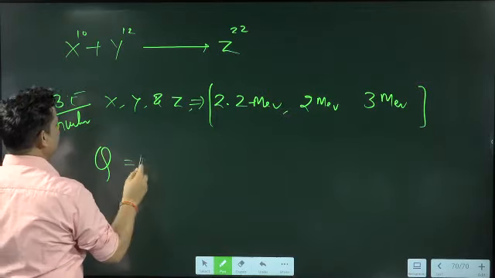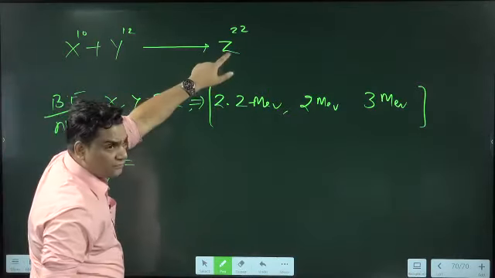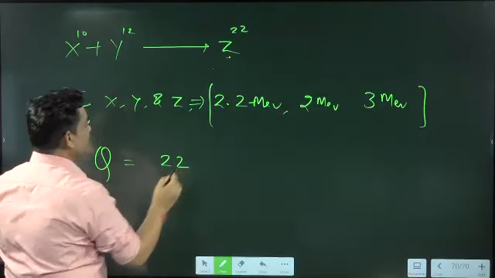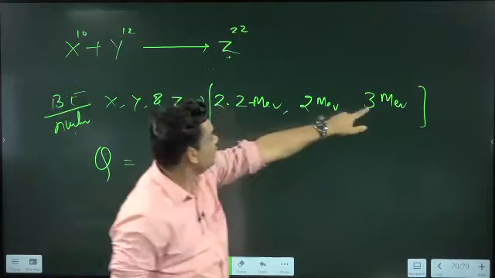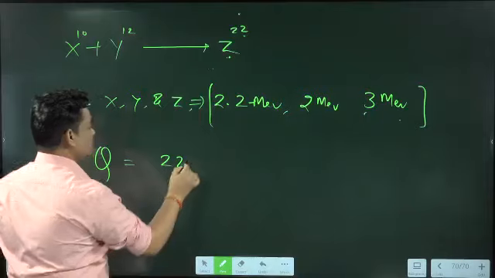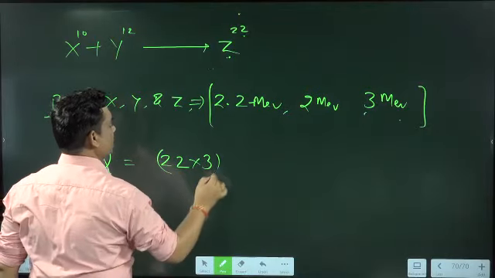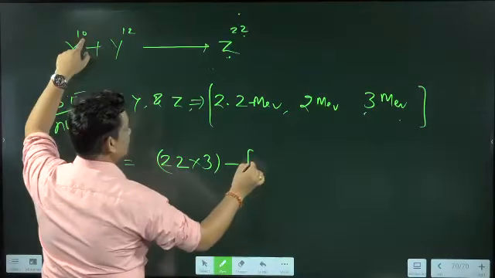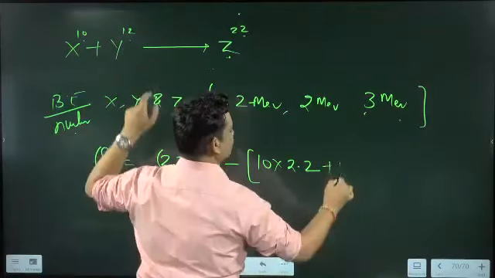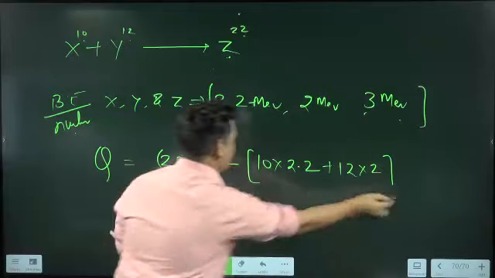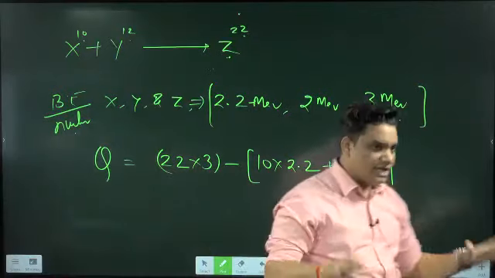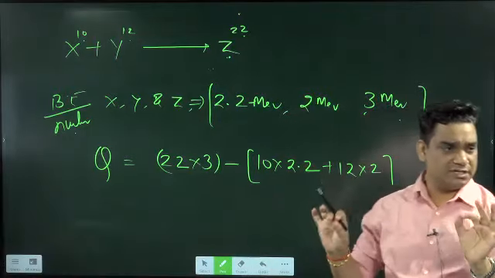Energy released is always binding energy of product minus reactant. This is per nucleon. There are 22 nucleons and each has 3, so total energy will be 22 into 3, minus for the reactant, 10 into 2.2 plus 12 into 2. Now you have to do the calculation. This will be the energy released here. So this is the game about energy released and energy absorbed.